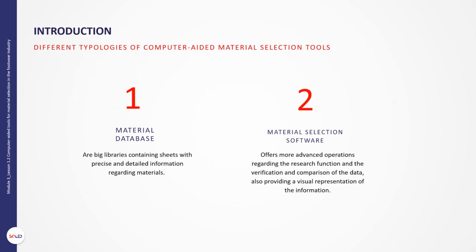There are two main types of tools: material database, material selection software. The former is about big databases that contain data that can be easily found by a user or by a computer program. The latter, the material selection software, allows for more advanced evaluation and query, also helping with data visualization.